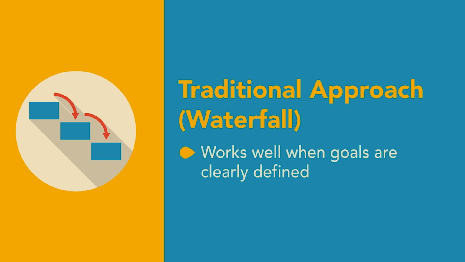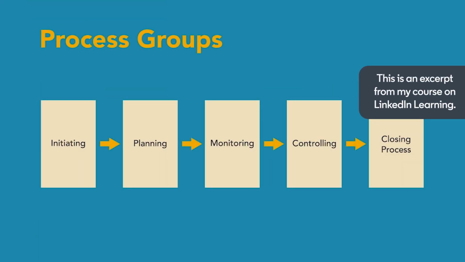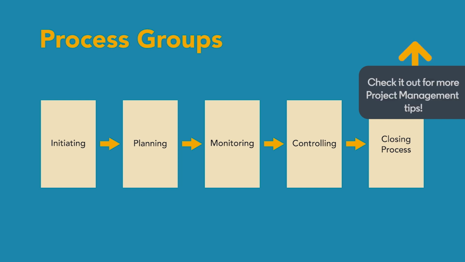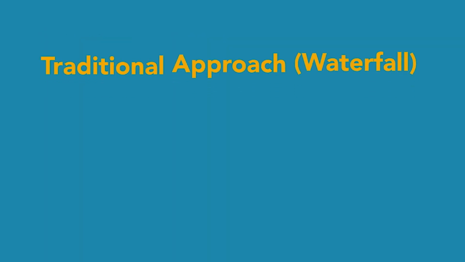Waterfall project management works well when the project goal and solution are clearly defined, and the scope and deliverables are clear-cut. Because you understand what needs to be done, you step through each process group once from start to finish. The more you know about the project, the better the waterfall approach works.